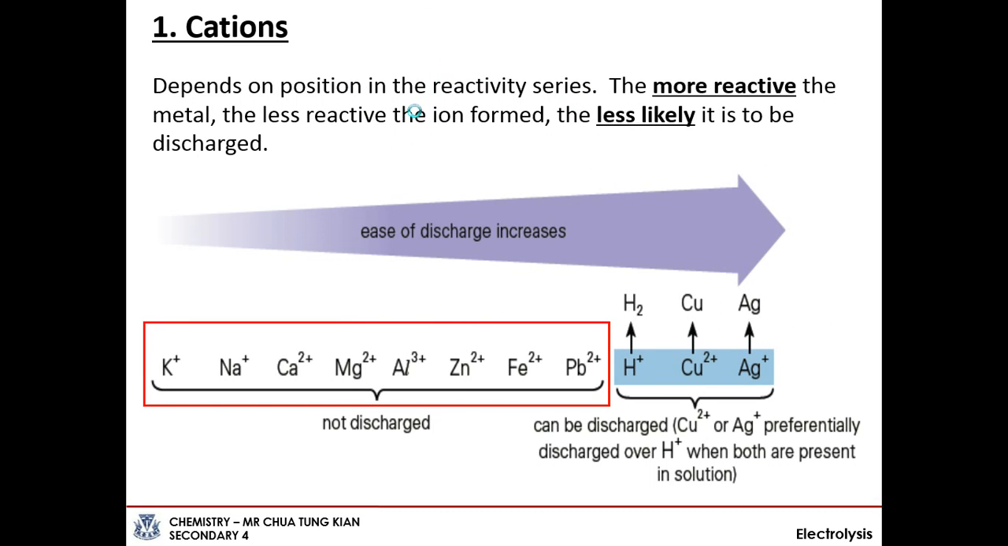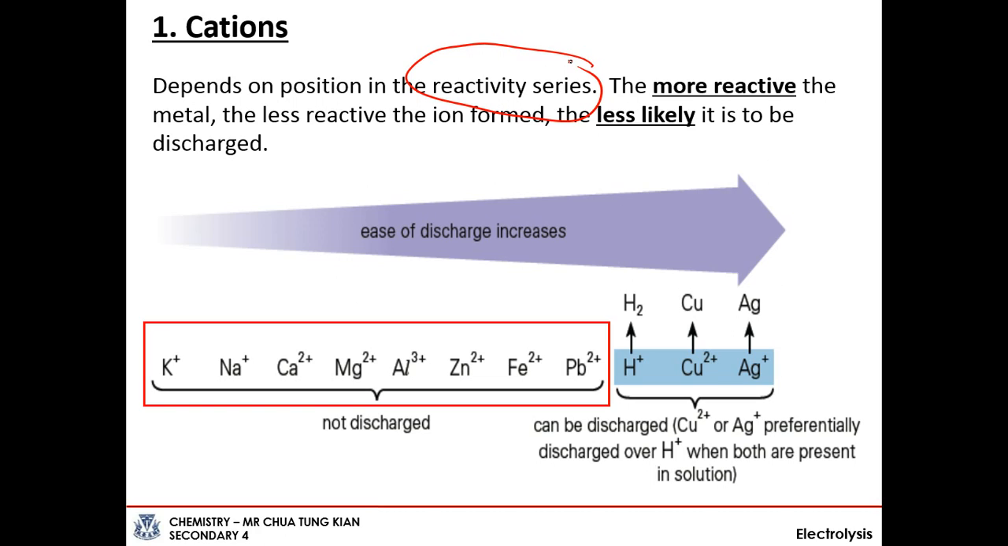For cations, the earlier topic was on the reactivity of metals, the reactivity series. So once again, the cation which is discharged depends on where it is in the reactivity series. The more reactive metal will form a less reactive ion. Being less reactive, it means that it will want to stay in the solution. It is less likely to be discharged.